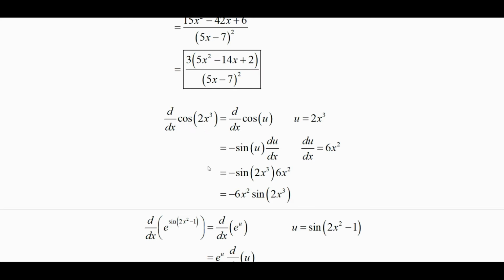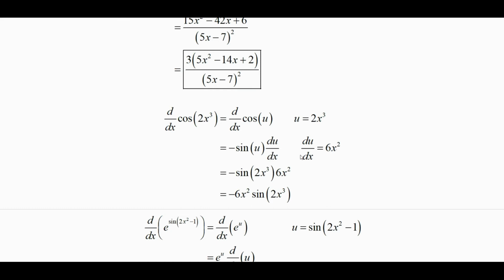This is a good example of using the chain rule. So you have to let u be 2x cubed. When you do that, then we've got the derivative of cosine of u. Well, du over dx is then 6x squared. So the derivative of cosine u is minus sine of u, but since we did a substitution, we used the substitution rule, in other words, the chain rule. That means we have to multiply by du over dx.